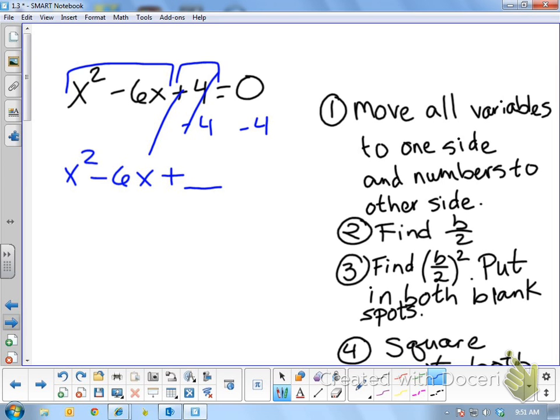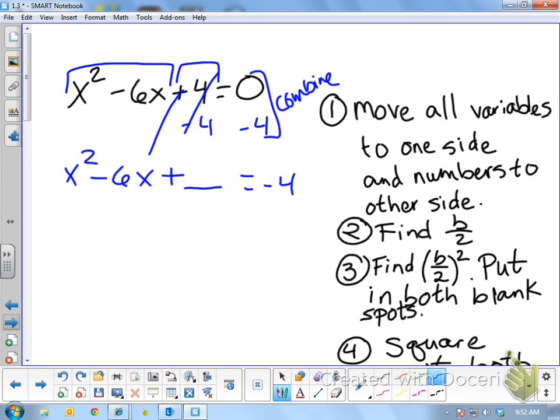Wait, did we eliminate the 4? We did. We eliminated the 4 on the left side. Because we need all the variables on one side, the number on the other. We can't do this completing the square process unless it's blank over here. We need that blank spot to rewrite as a perfect square binomial. So then on this side, we can combine the 0 minus 4. What is 0 minus 4? Negative 4. Now we put a blank spot on the left so we could do that completing the square process.